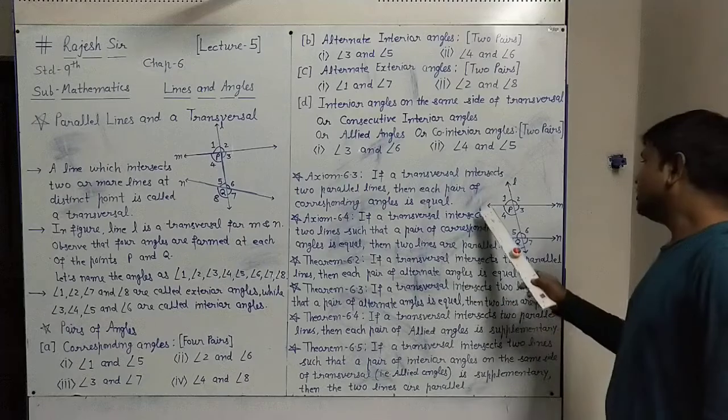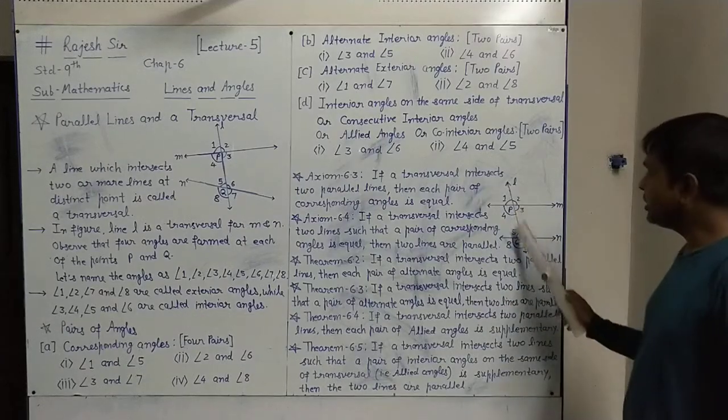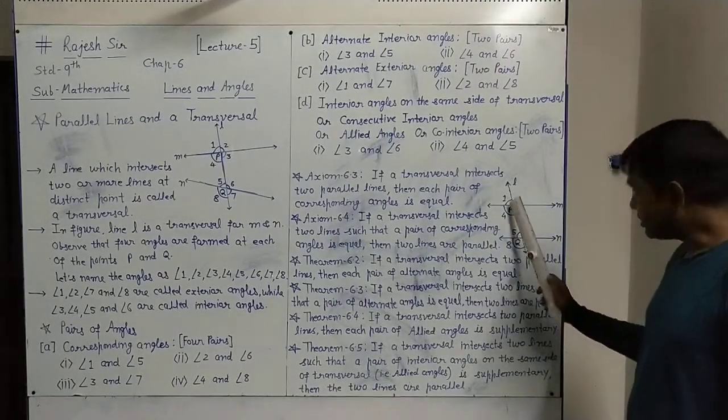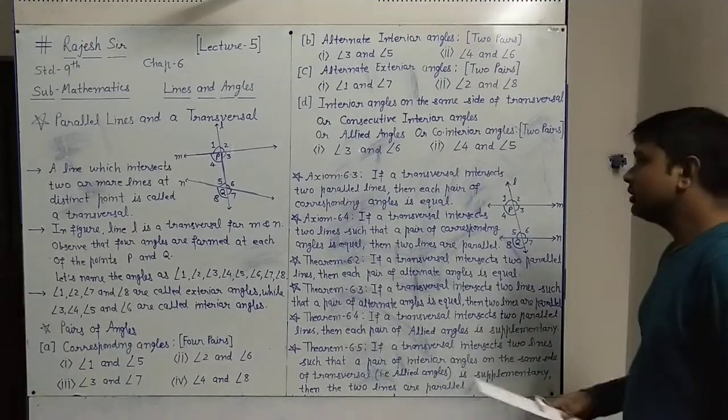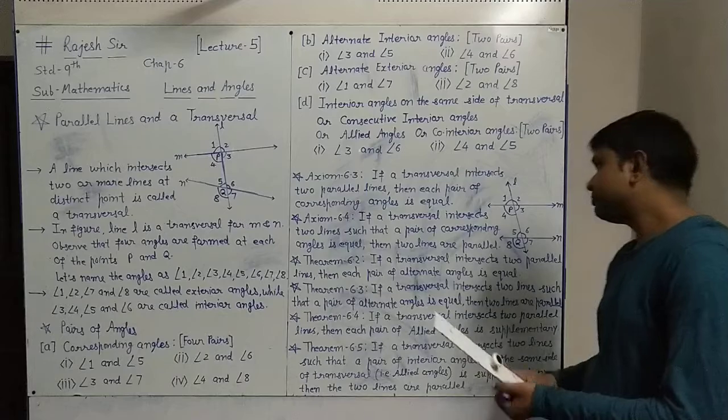Means the condition is: if these two lines are parallel, then only corresponding angles are equal, and if corresponding angles are equal, then only the two lines are parallel. Right. Now, theorem 6.2 we have.